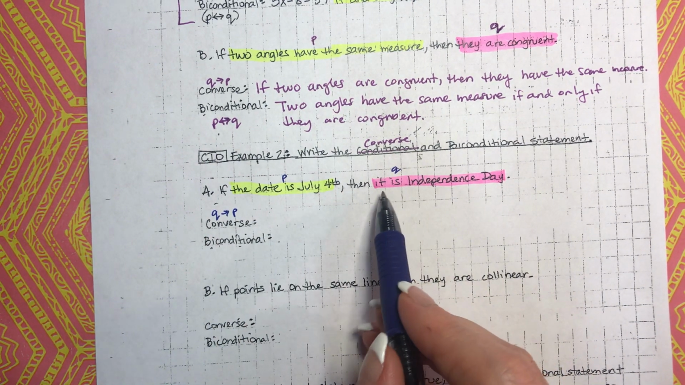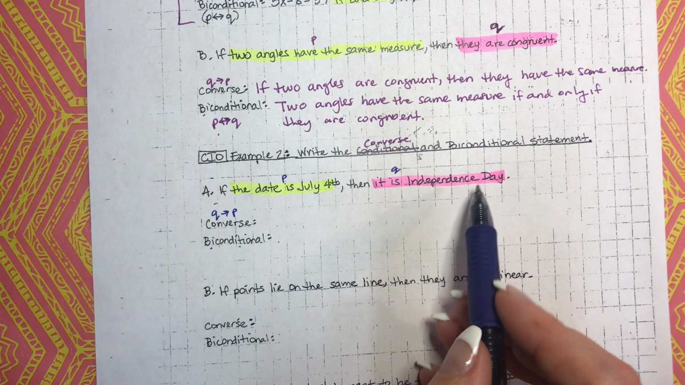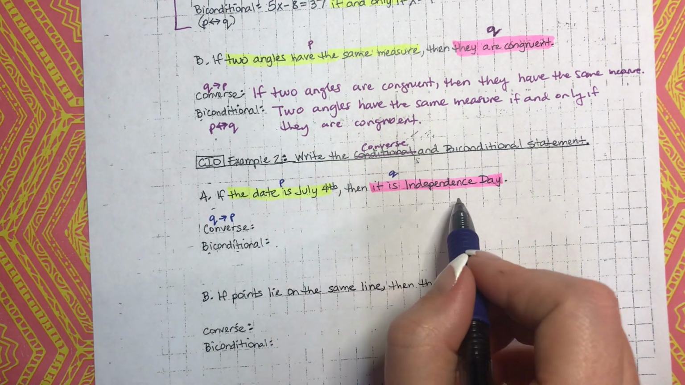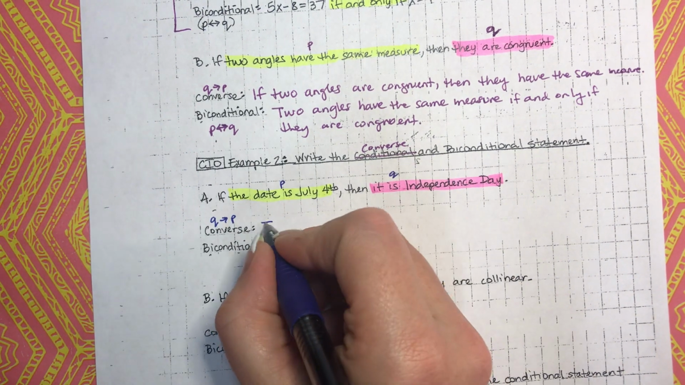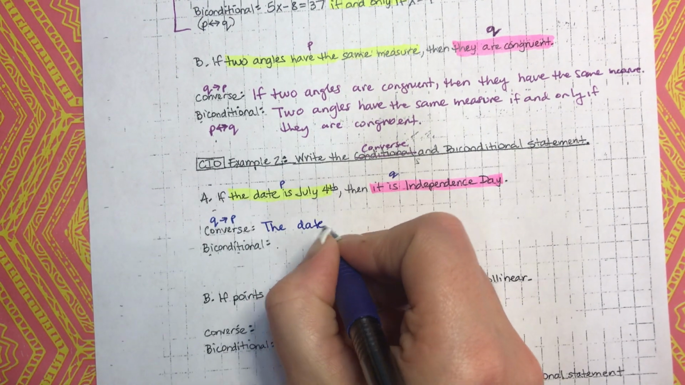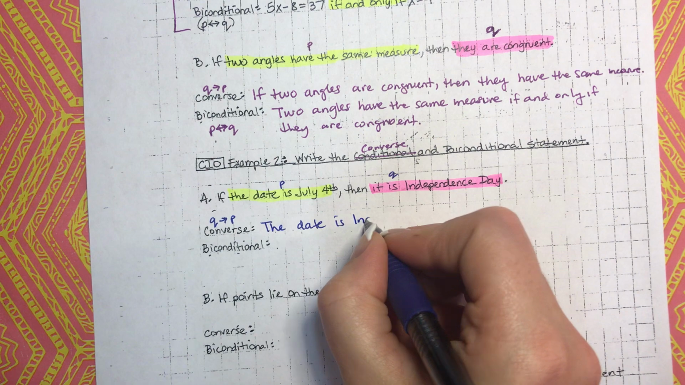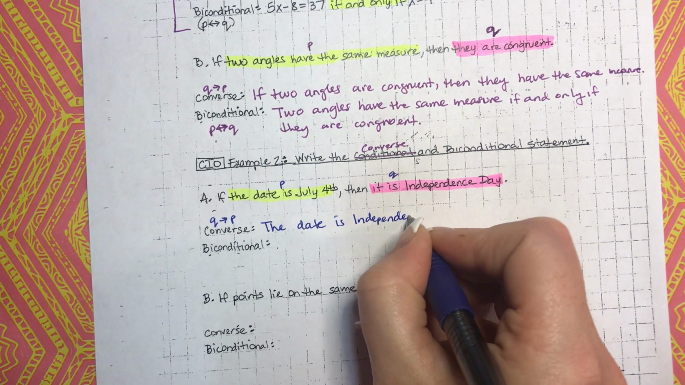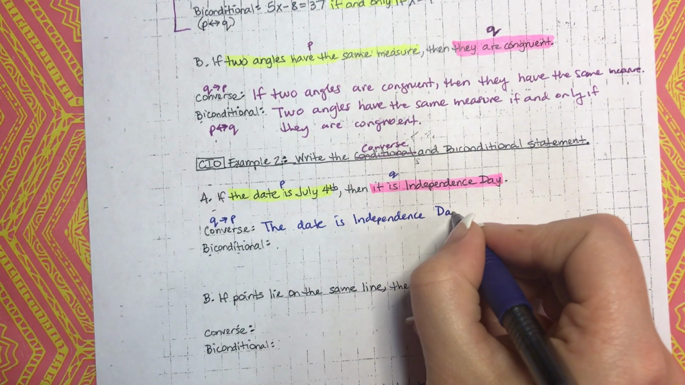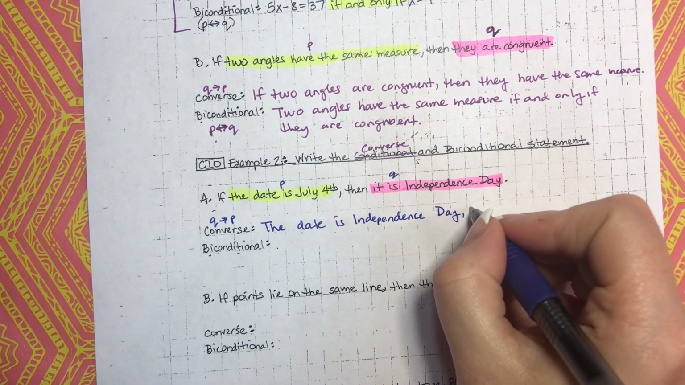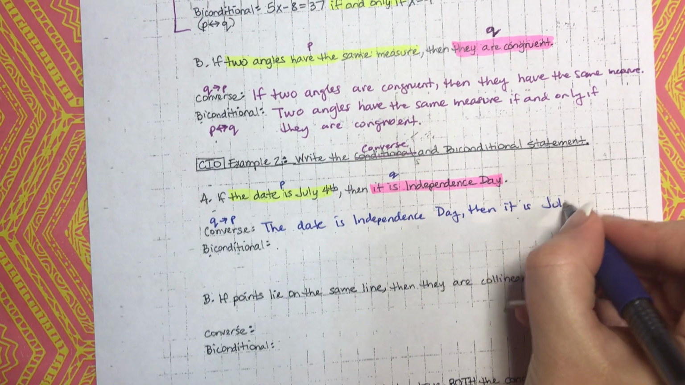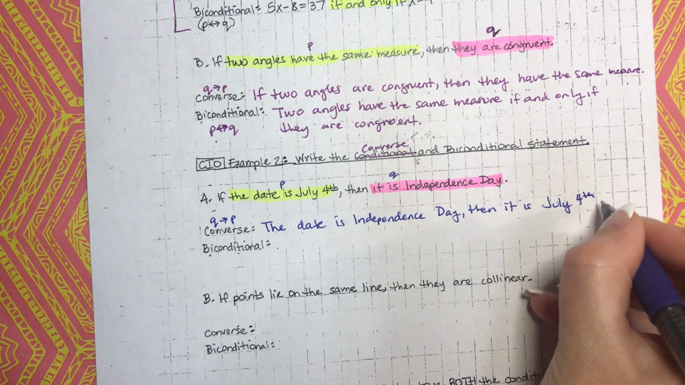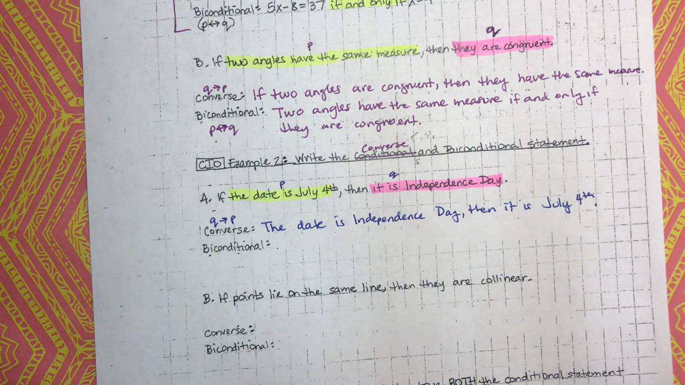So the date is Independence Day, or just say the date, yeah, it is referring to the date. So the date is Independence Day, then it is July 4th. Boom. That is the converse.